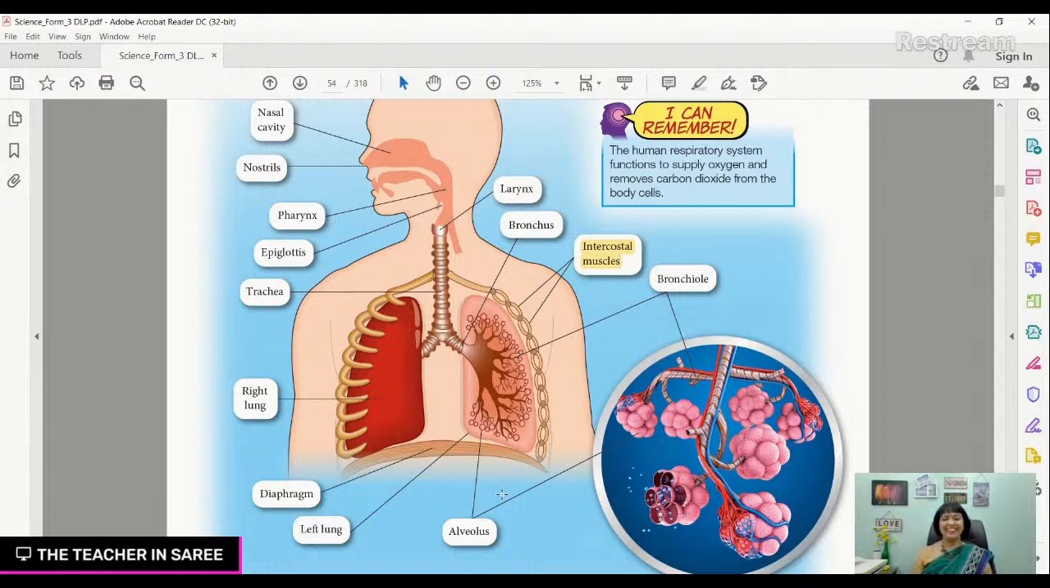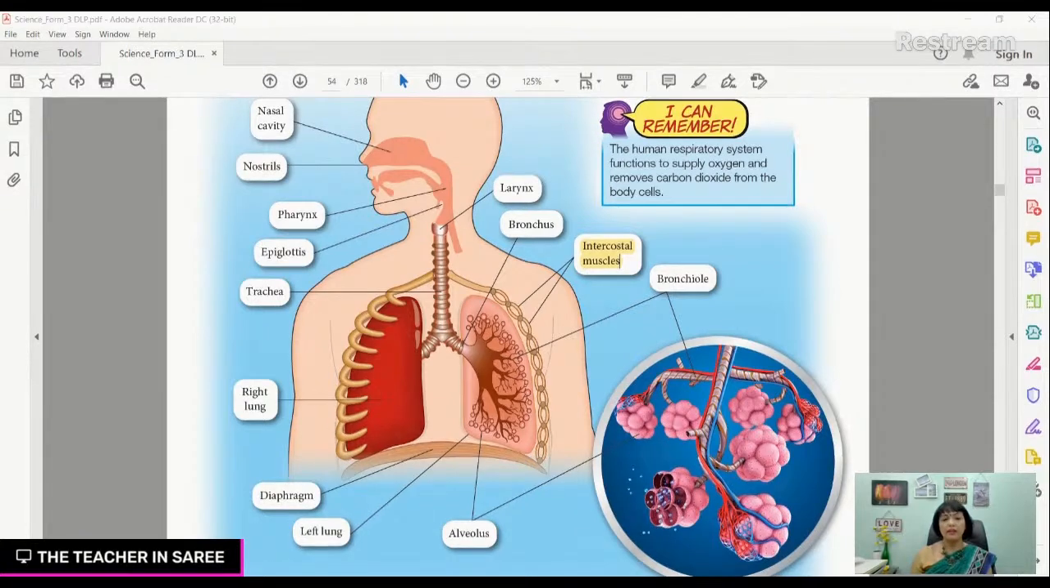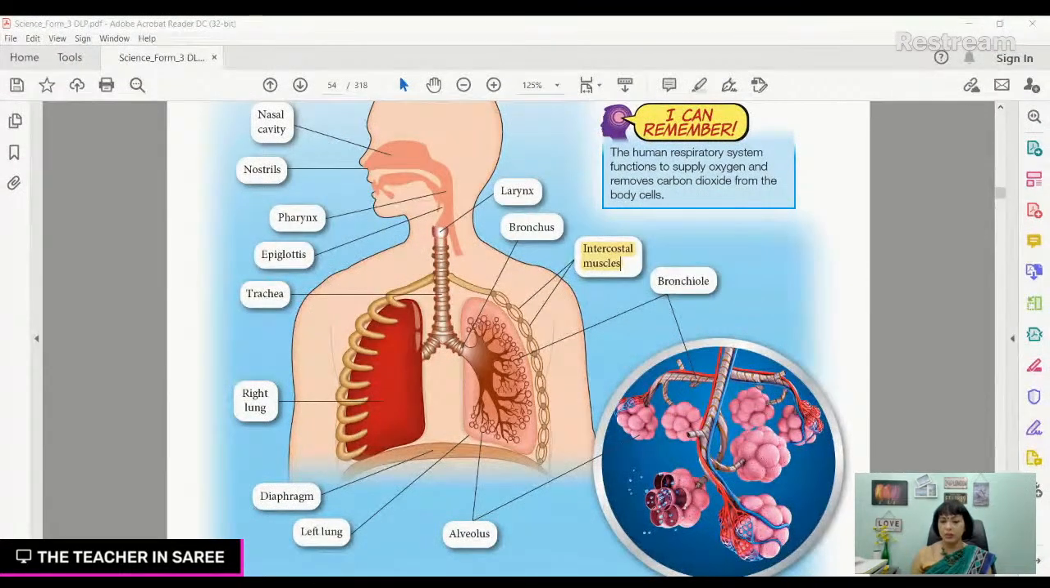After that we also have the diaphragm. Don't forget that the diaphragm is another important feature, which helps to regulate the volume and the pressure inside the thoracic cavity.